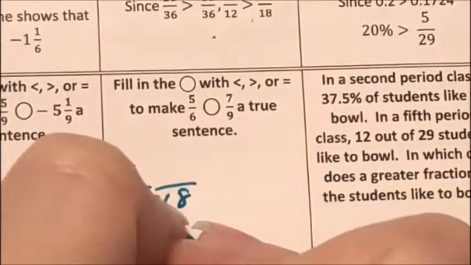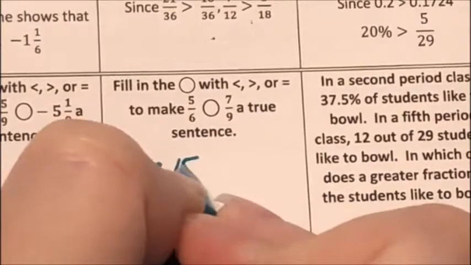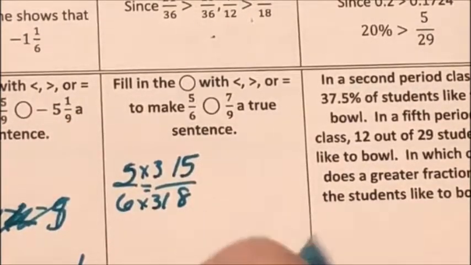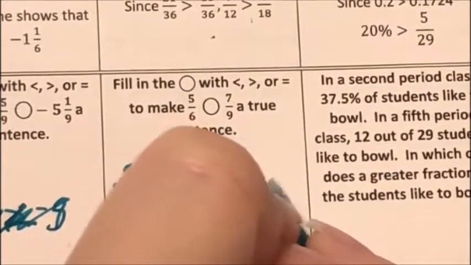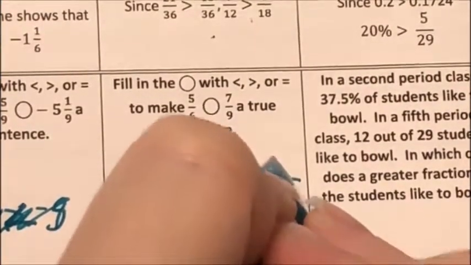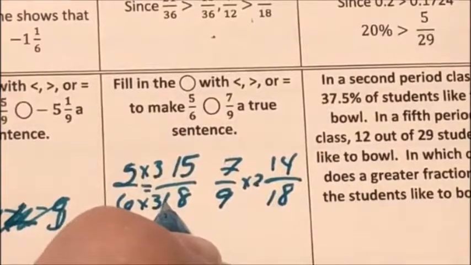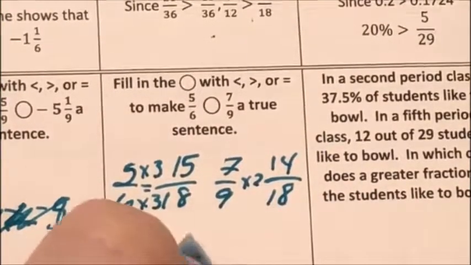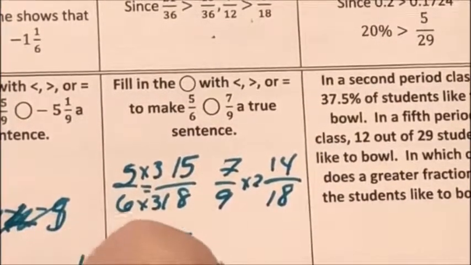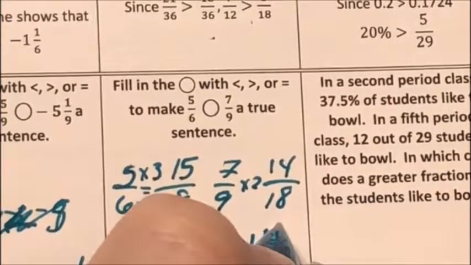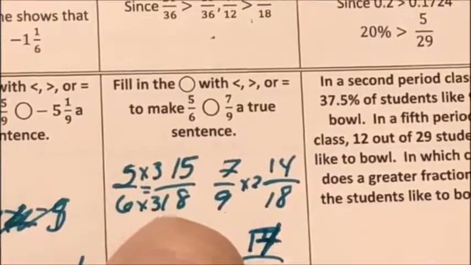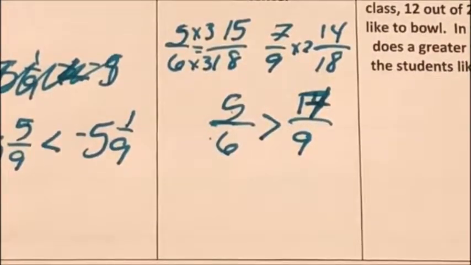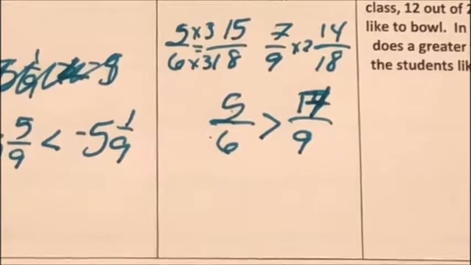Okay. In order to do this, I had to multiply by 3 for the 5/6, so I get 15/18. And for 7/9, I had to multiply by 2, so I get 14/18. 15 is bigger than 14, so 5/6 is greater than 14/18 or 7/9. Bigger than 7/9. Okay.